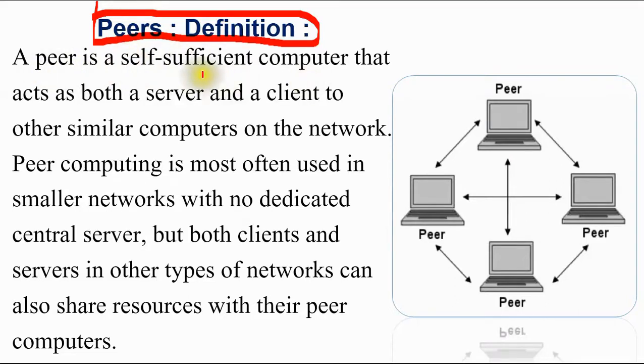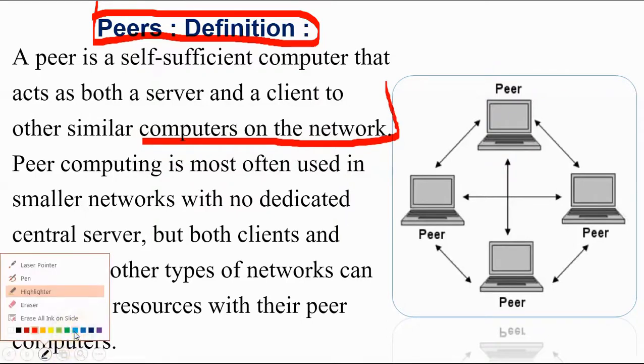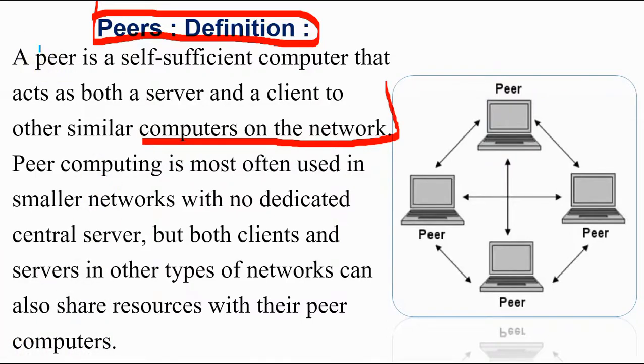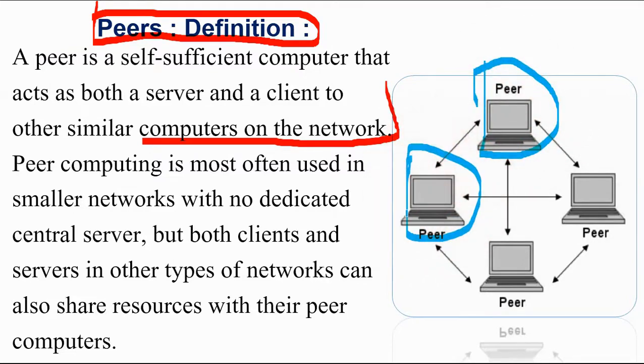So guys, a peer is a self-sufficient computer that acts as both a server and a client to other similar computers on the network. I hope this definition is very clear. A peer computer is nothing but a self-sufficient computer that can act as a server as well as client, just like other similar computers on the network. You can say this is a self-sufficient computer. This is also a self-sufficient computer which can act as a server as well as client.